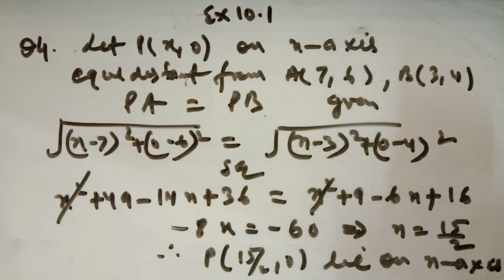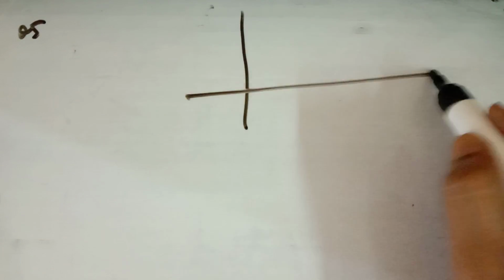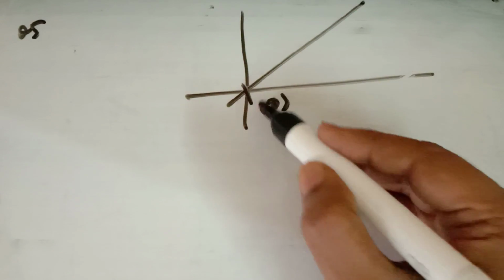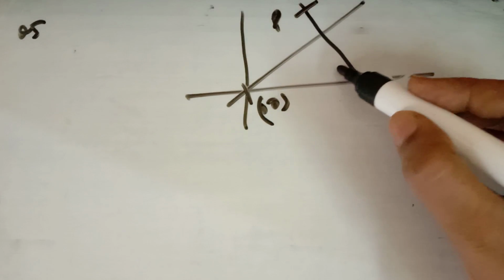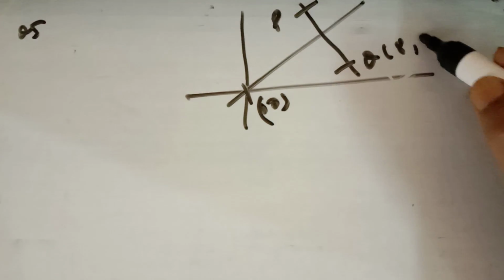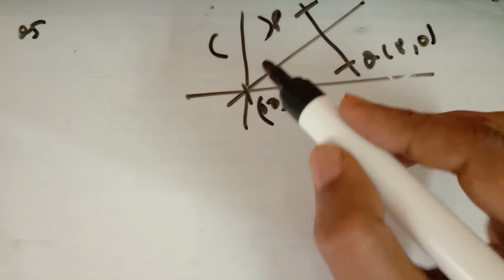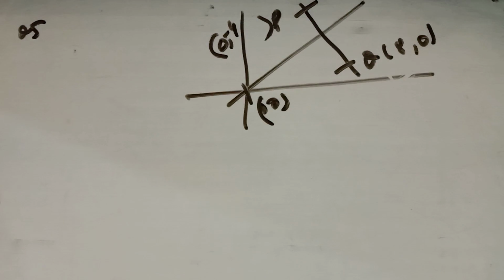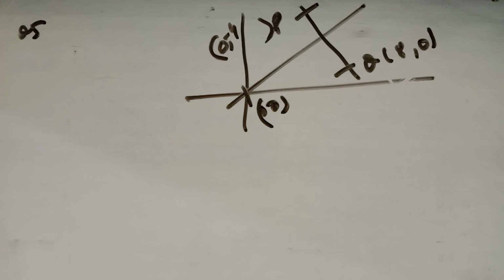Now in question number 5, you have to find the slope of the line which is passing through the origin, that is (0, 0), and the midpoint of the line segment PQ, whose coordinates are Q (8, 0) and P (0, minus 4). I have made a rough figure. (0, minus 4) will lie on the negative y-axis, so I have taken only a rough figure.